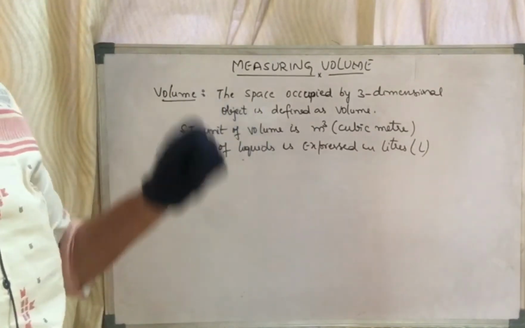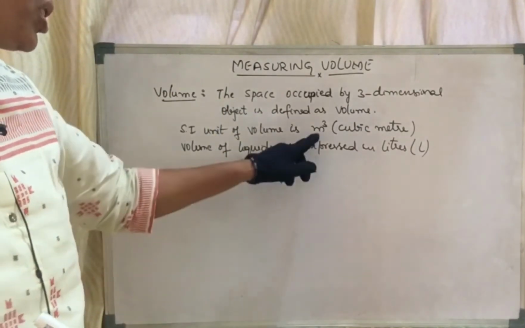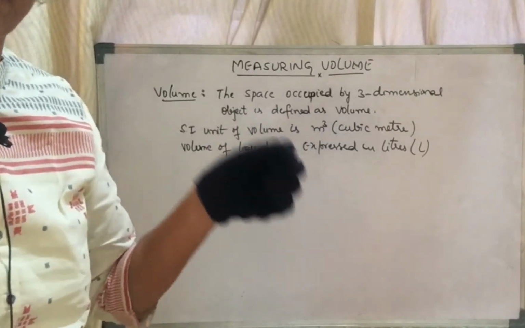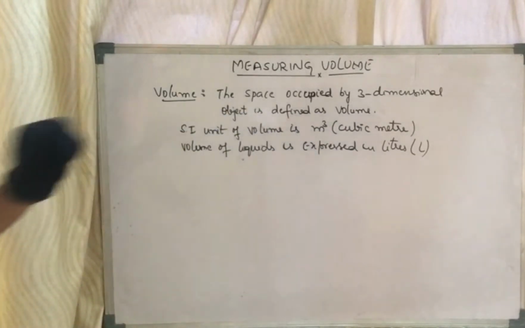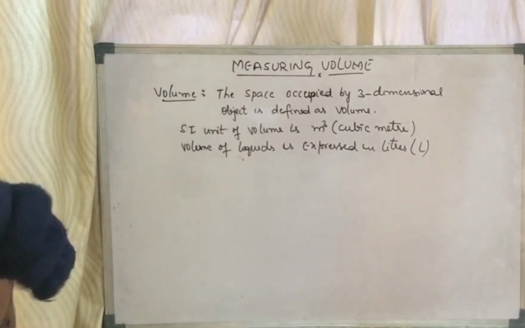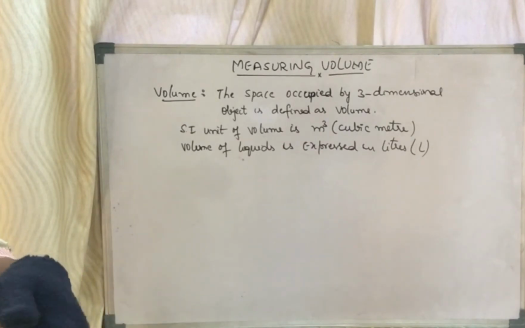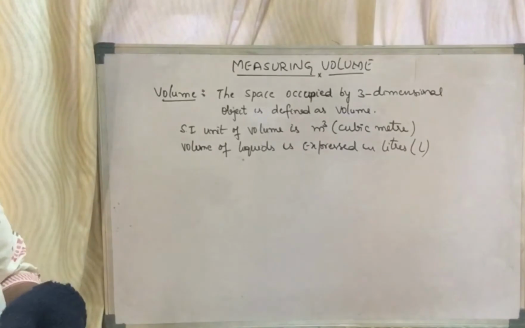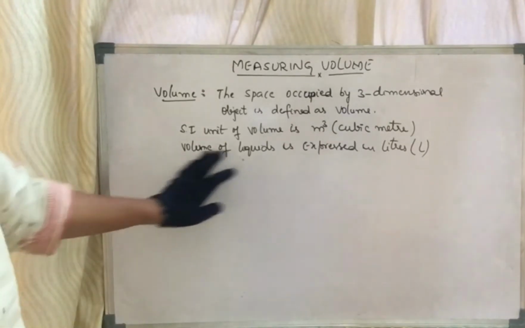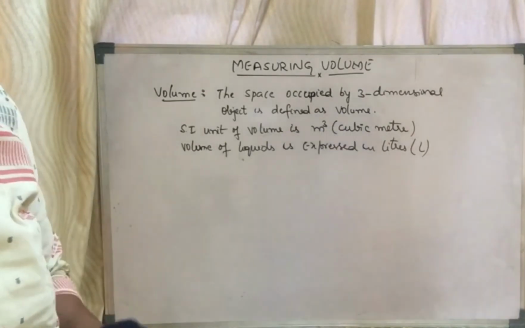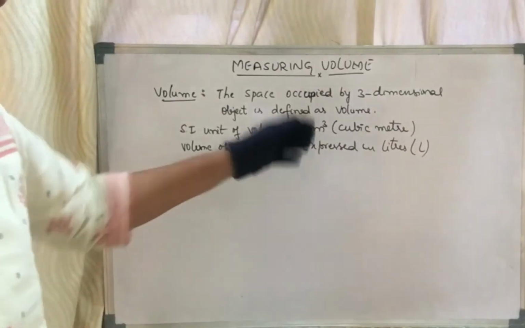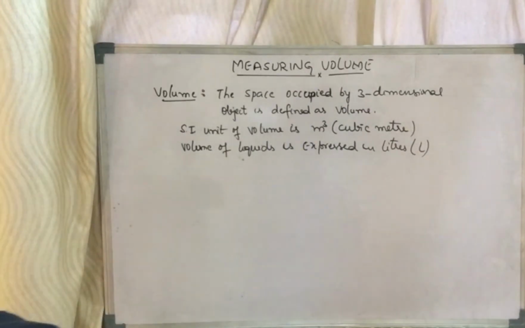The standard unit of volume is generally measured in meter cube, or you can say that the unit of volume is cubic meter. You may ask, madam, but my milkman measures the liquid in liters. Yes, so the volume of liquids is expressed in liters.